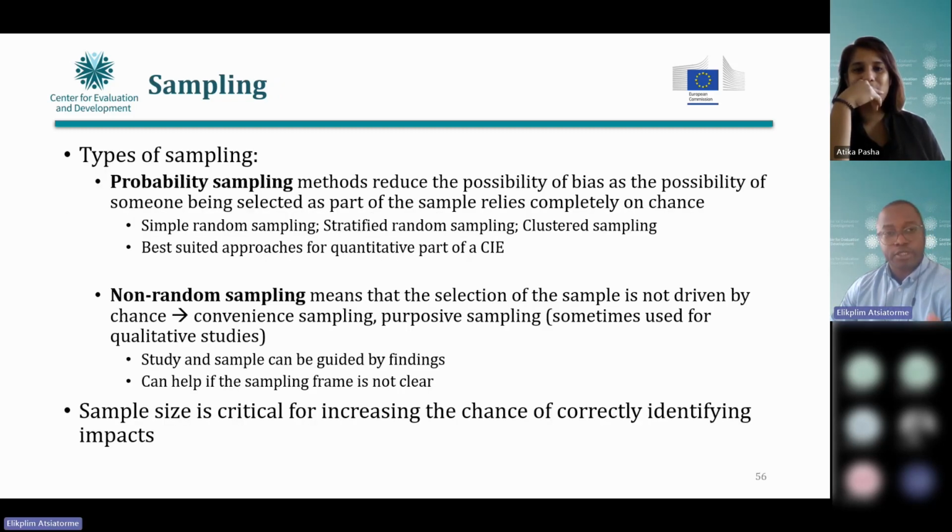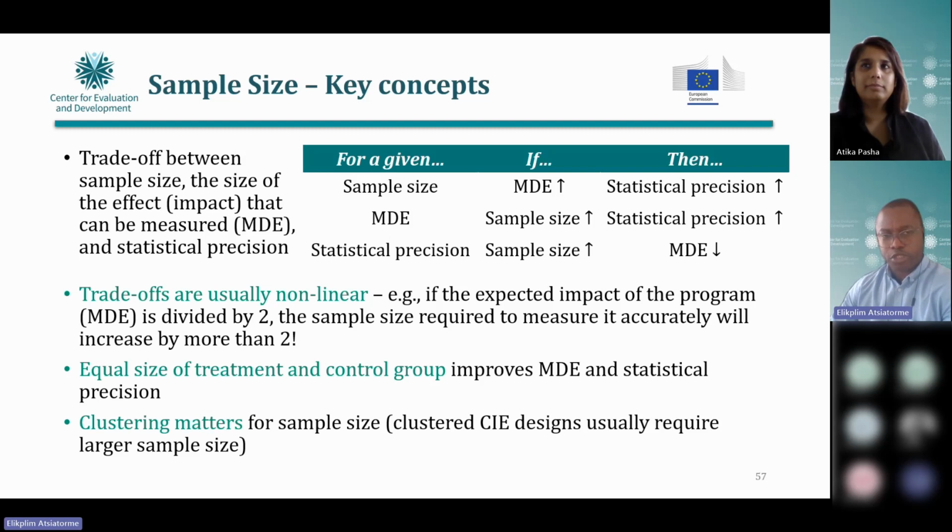And there are different types of sampling, probability being where the likelihood of someone being part of it is solely due to chance. And then there is the non-random sampling, which is mainly purposive in the sense that we choose people specifically to collect data from, mainly because of them being beneficiaries. And this is used mainly in qualitative methodologies, yeah. And as I mentioned, the sample size is critical. I will not spend too much time to explain this.